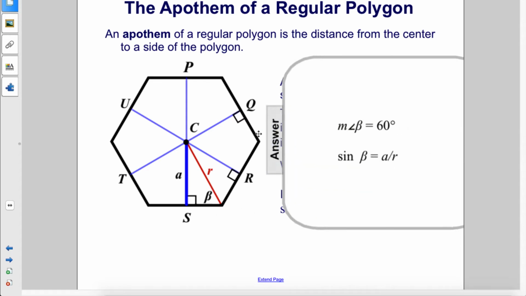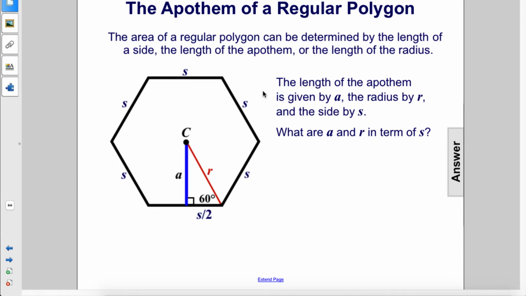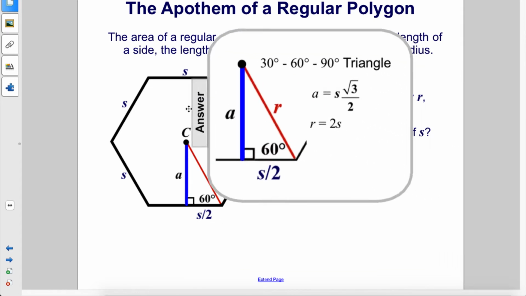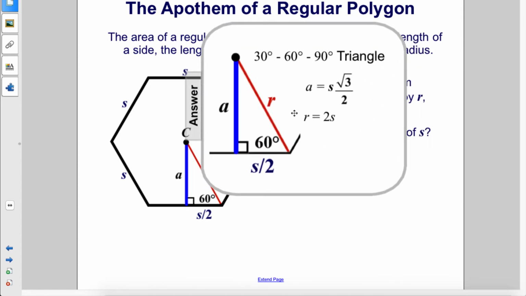The area of a regular polygon can be determined by the length of a side, the length of the apothem, or the length of the radius. The length of the apothem is given by lowercase a, the radius by lowercase r, and the side by lowercase s. What are a and r in terms of s? Well, we have a 30, 60, 90 triangle here. Therefore, a equals s times the square root of 3 over 2.